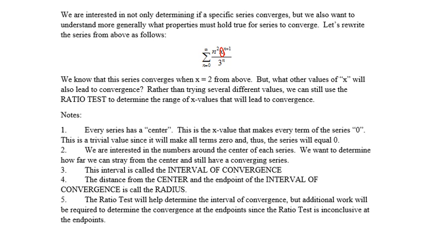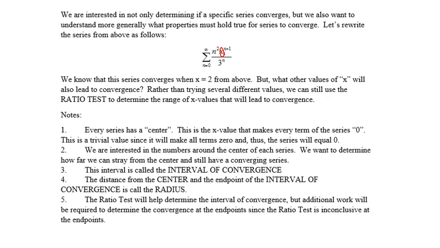So first, just things to know: every series has a center. This is the value that makes every term of the series 0, so no matter what, it's trivial because everything will be equal to 0. Now, having said that, since they're centered at 0, we need to find the radius around 0. So in both directions, what values will make this converge and what values will make it diverge? This interval that I'm talking about, those numbers that we can go to, that's the interval of convergence. And then, just like a circle, the distance from the center to your endpoint, or the border, is going to be your radius of convergence.